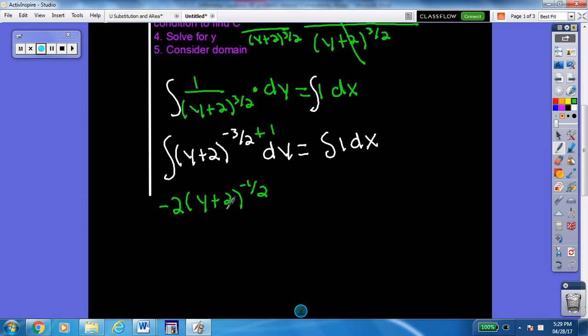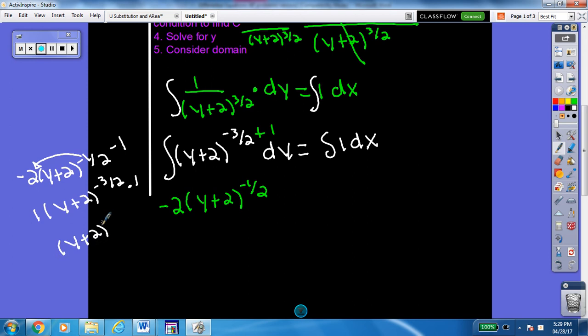So let me just double check. If I take the derivative of this, will I get this expression? I'm going to do that over here on the side. So I have negative 2 (y plus 2) to the negative 1/2. That'll be chain rule. Derivative of the outside: this will be positive 2 times 1/2, which is 1, times (y plus 2) to the negative 3/2, times the derivative of the inside, and we're lucky, that's just a 1. So I end up with (y plus 2) to the negative 3/2. It worked out nicely because the derivative of the inside is 1. So yeah, that checks. This is my antiderivative.